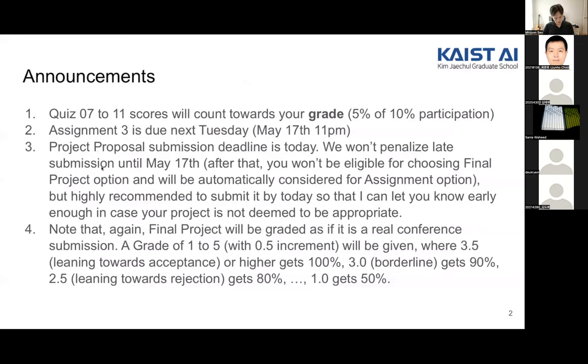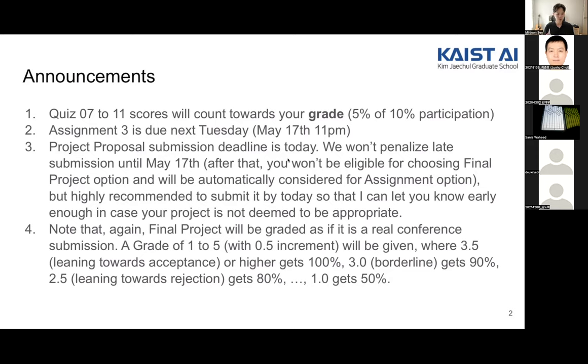And next is that assignment 3 is due next Tuesday. It has been up since last Tuesday. And number 3 is that the project proposal submission deadline is today. You might think this is too soon, but this is very, very short. I would say it's not even an assignment. It's something you can do very quickly, especially if you're already working on something. It's just an abstract and it doesn't even have to be a complete abstract. You can have some placeholders.